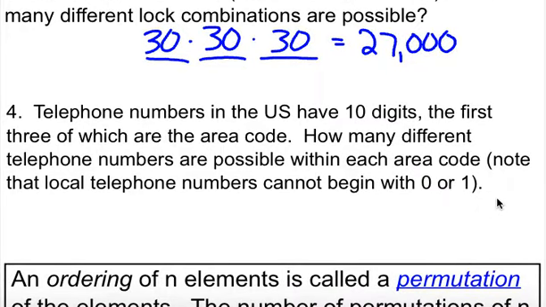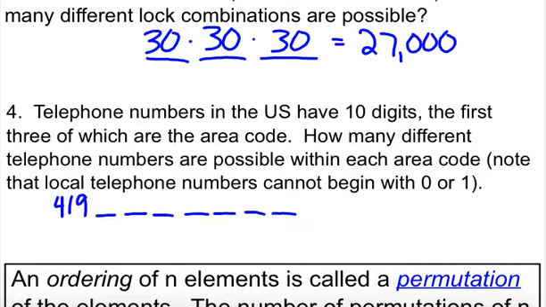Likewise, telephone numbers have 10 digits. The first 3 are the area code. So how many different telephone numbers are possible within each area code? Okay, so notice, we're not talking about all 10 numbers. We're saying, in the area code, let's say 419, and then there's 7 more numbers. Okay, so in this area code, how many things can we have?